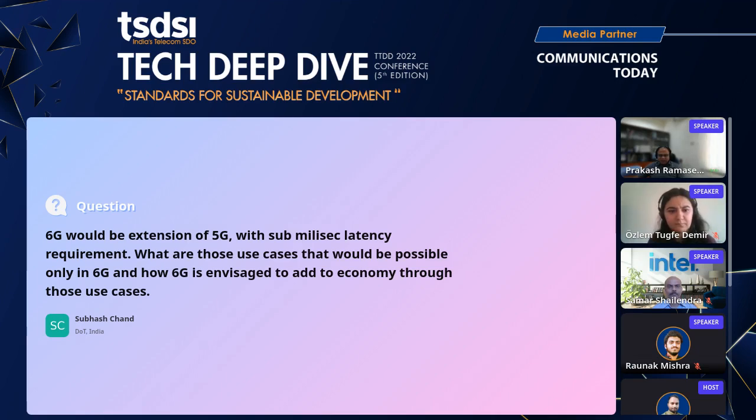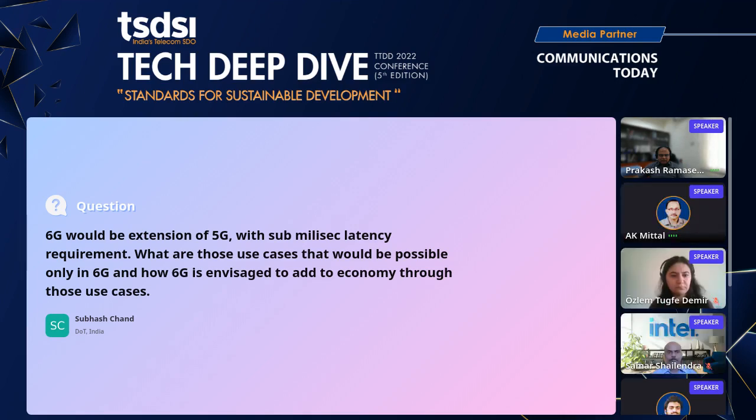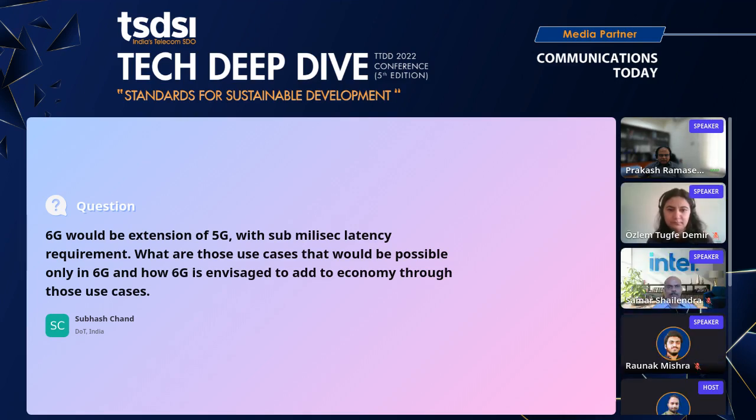What are those use cases? Can you please scroll down? Can I see the question completely? Yeah, this is the question. Something is missing. What are those use cases that would be possible only in 6G, and how do you think 6G can add to the economy? Okay, to the use cases. So maybe you could take care of the use cases aspect.